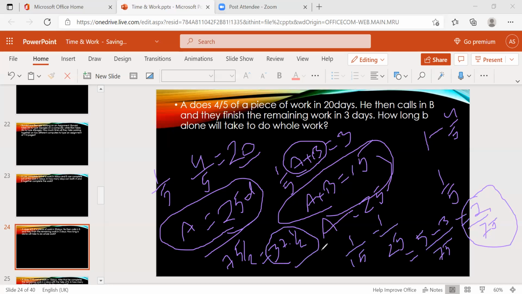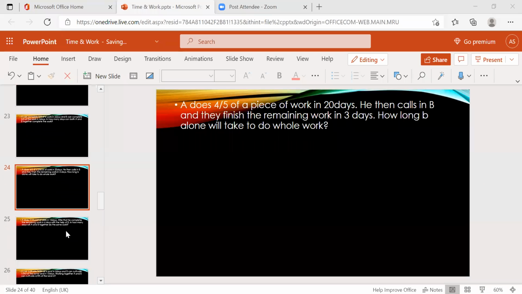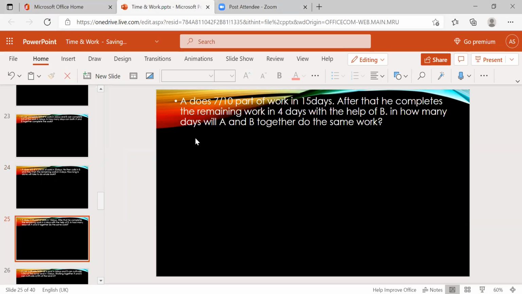This is clear. So this is how we have to find it using the rule of flip also. Okay. Now moving to the next question. We'll complete the fast one. Okay. If you have any doubt, then ask.